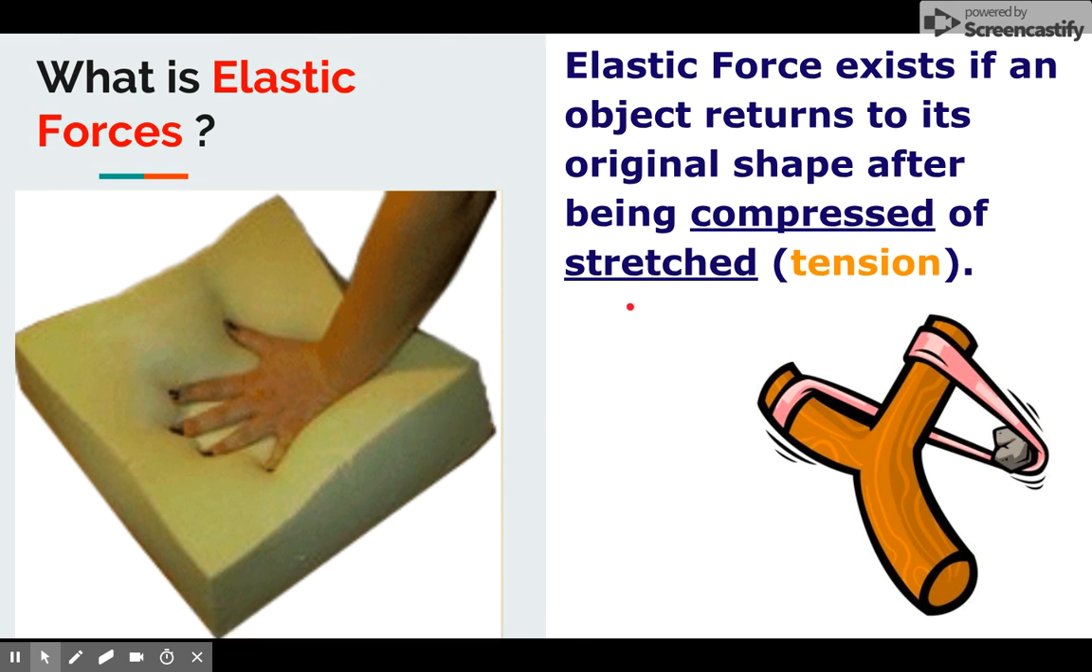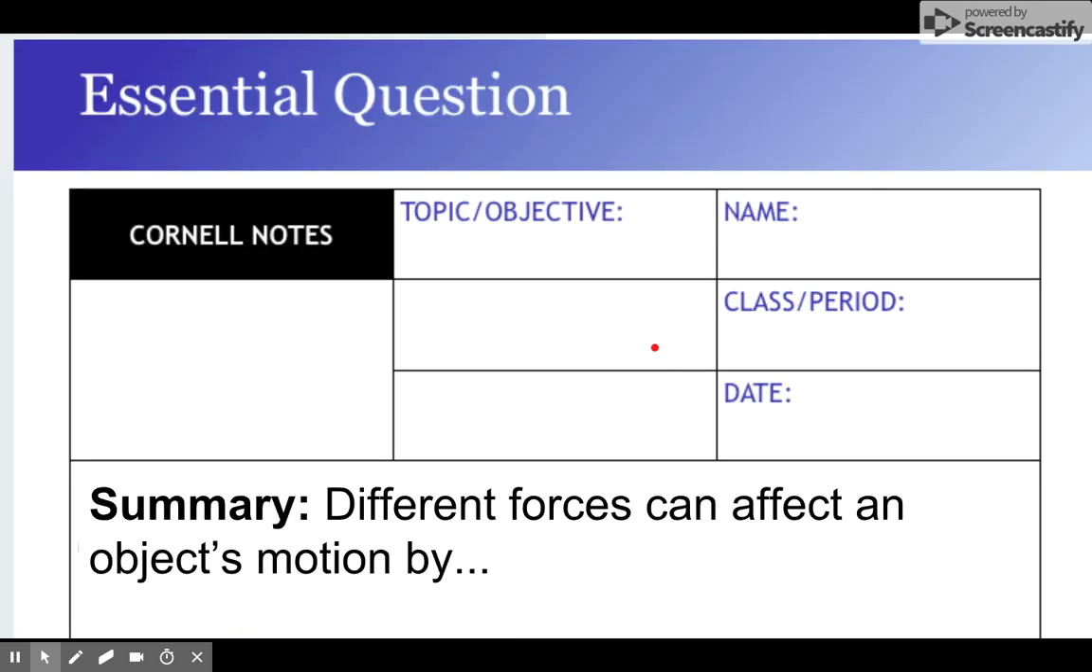And also when your object is stretched, when you create tension. In this case, like rubber bands or a slingshot, if you pull this back, the more you pull, the more force it's going to have because you're adding more tension, you're stretching it more. But then after you let go, it releases that tension, and then it returns to its original shape, okay? So those are the forces of motion, the types of forces that we have.